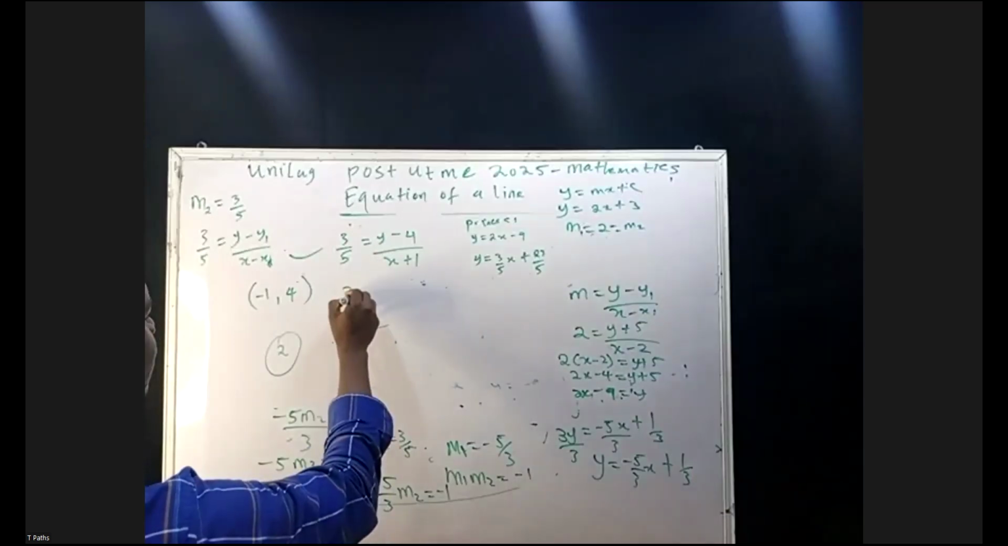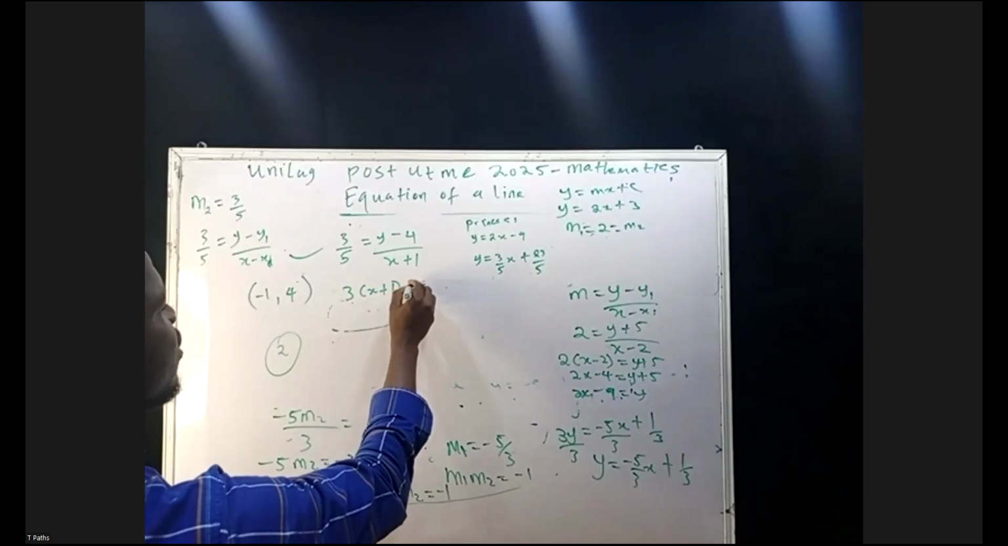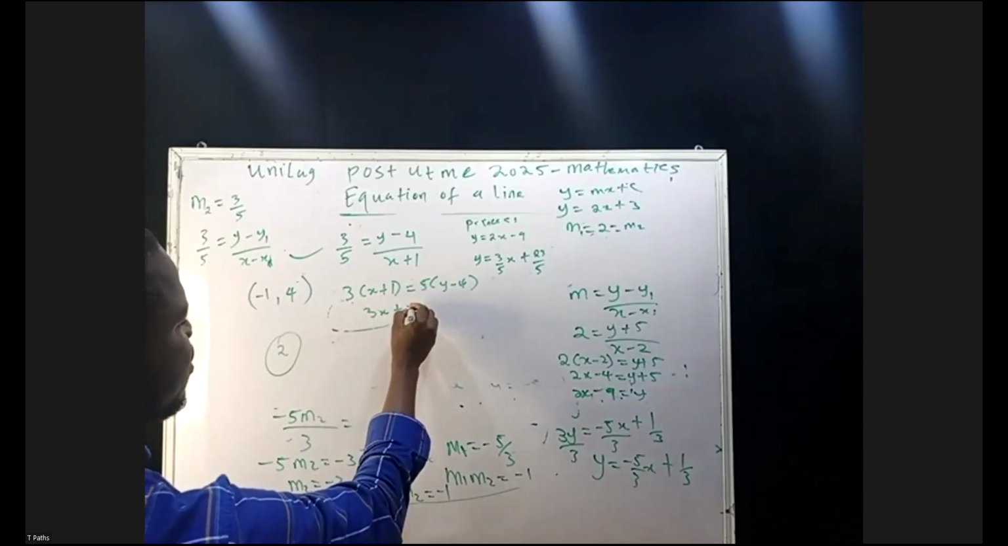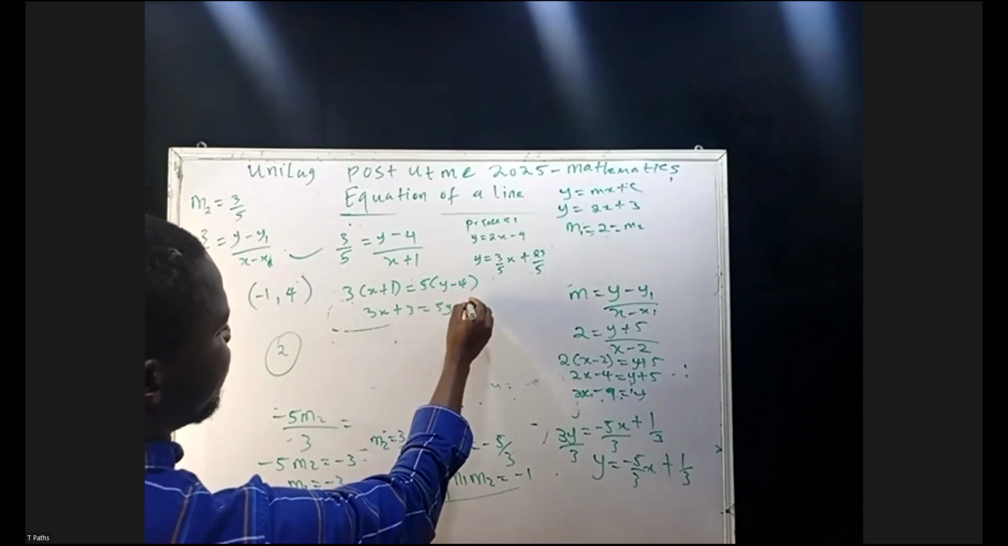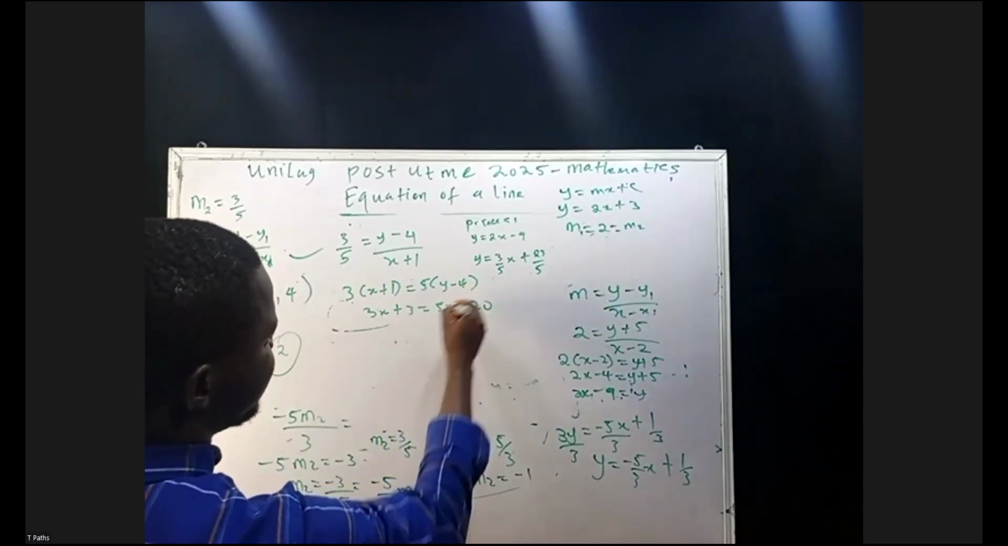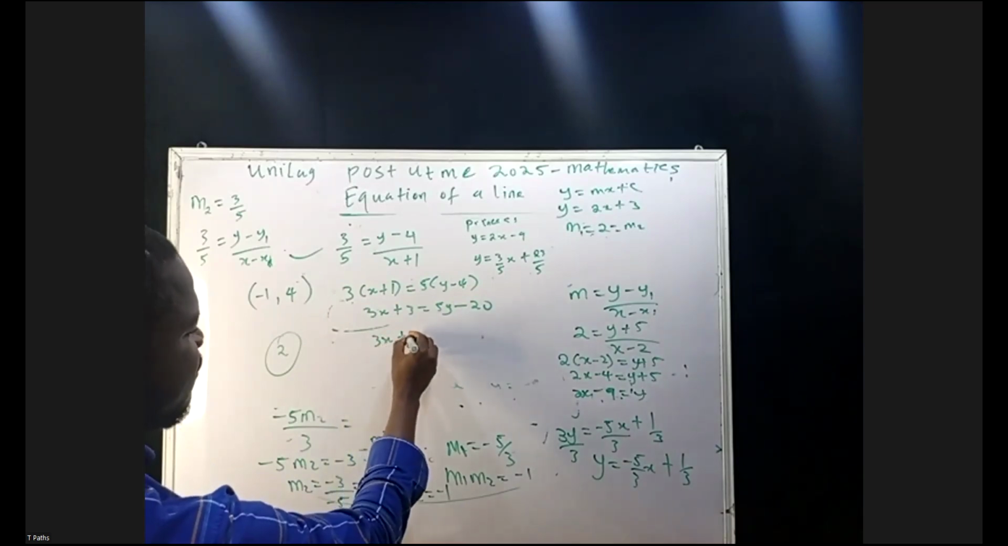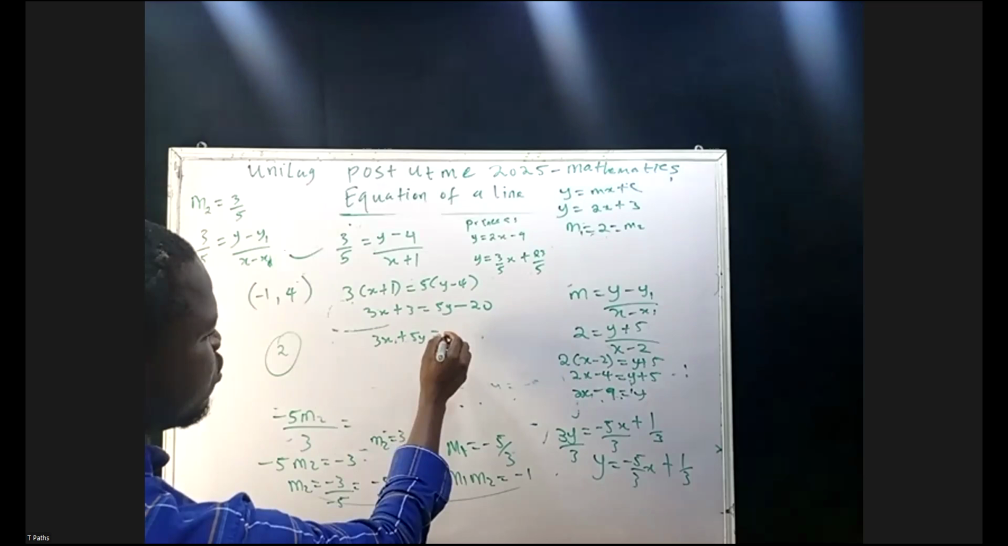So you have 3 into bracket x plus 1, 5 into bracket y minus 4: 3x plus 3, 5y minus 20. And this is 3x plus 5y equals to what? Bring this one here, minus 23.